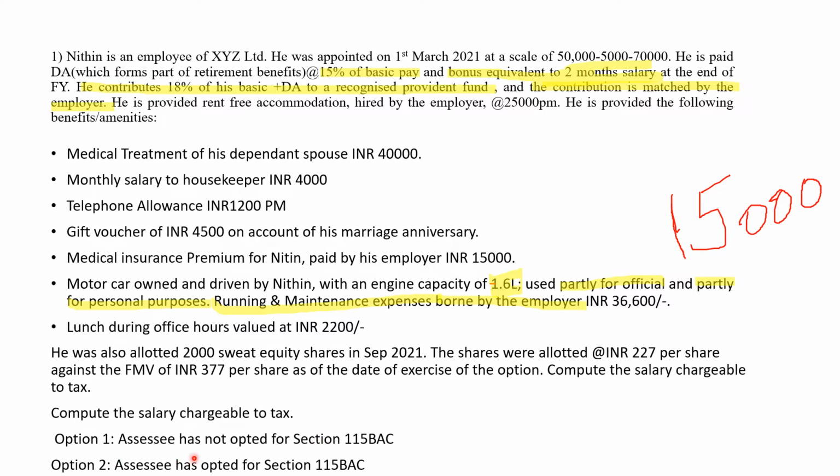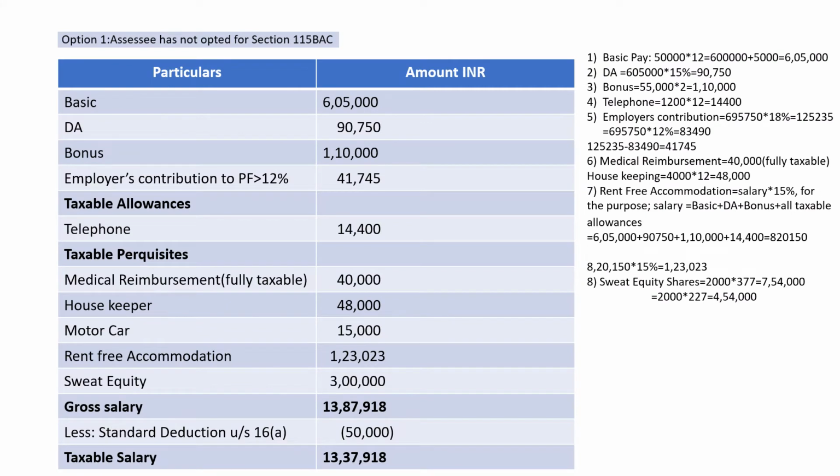What if the SSC has not opted for section 115 BAC, and we are going to see option 2 also. What if the SSC has not opted for section 115 BAC? Now we are going to see a problem. So now we'll see what basic amount, what DA, what bonus, and what employer's contribution we have done here.